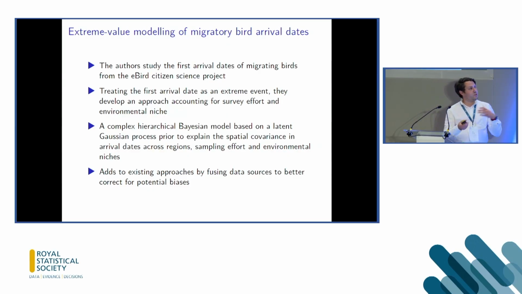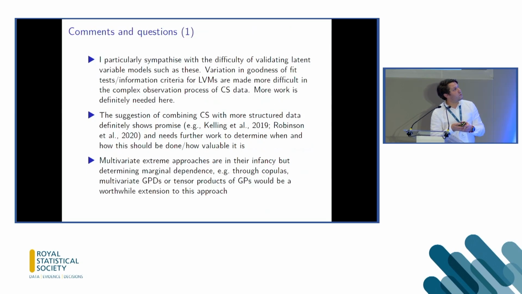If climate change continues to drive early arrivals, then being able to predict these is vitally important for implementing policy to avoid that. So we are adding to existing approaches by fusing data sources with more systematic data sources to help correct for potential biases in this less robust citizen science data set.